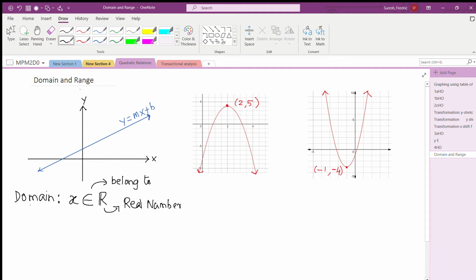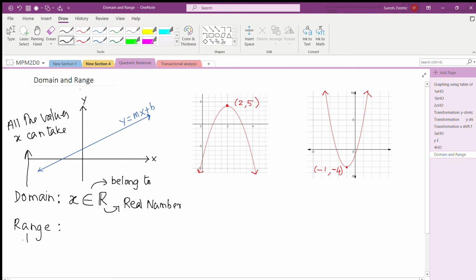So what is the meaning of this word domain? Domain means all the values x can take. Okay, so from the graph we know that x can take all values. But what about y? We have a name for that. That is called the range. Range is all the values y can take. Okay, so what are all the values y can take?